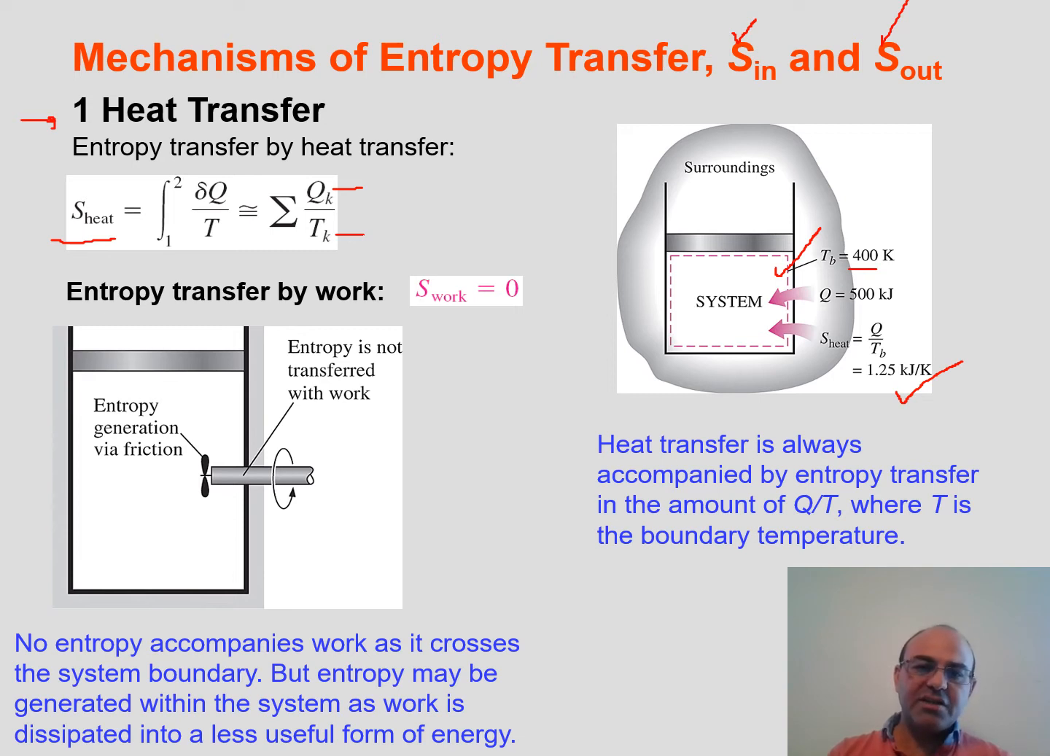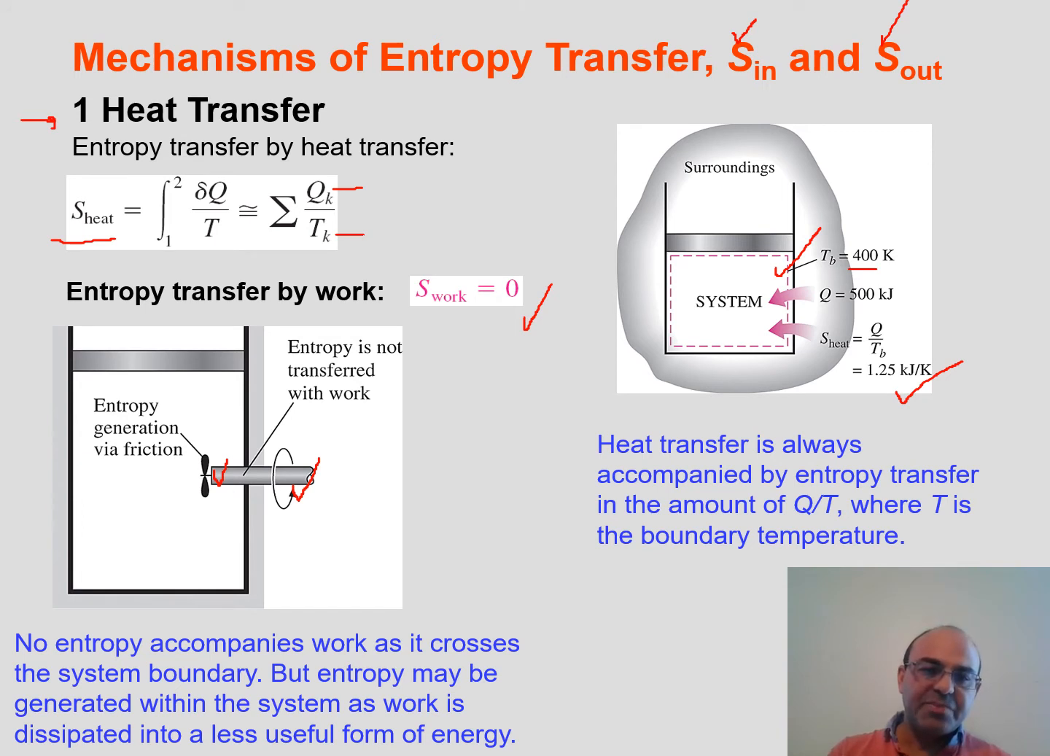All right, so how about work? Does work transfer entropy? The answer is no. So the entropy transfer of work is 0. For instance, if we do have a shaft crossing the boundaries of the system, as the shaft crosses the boundaries, there is no entropy transfer to the system just because of the shaft.